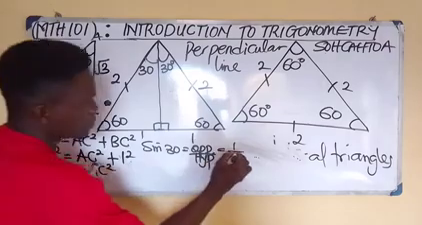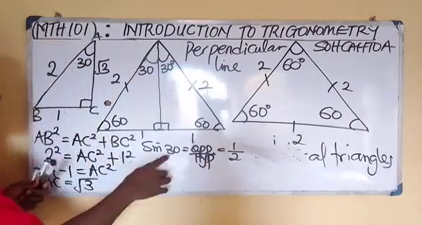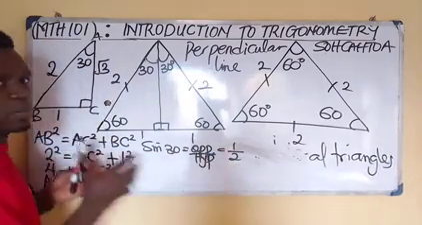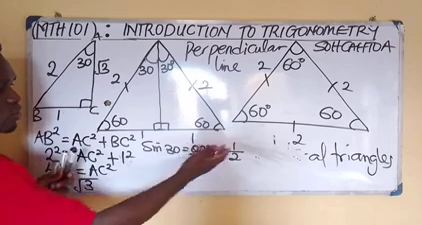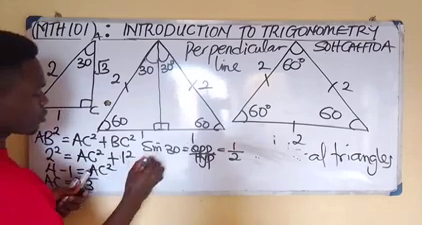Hypotenuse is what? 2. Alright, so sine 30 is 1 over 2. That is the special angle of sine 30, 1 over 2. Now this will give me 0.5. What about cos 30?